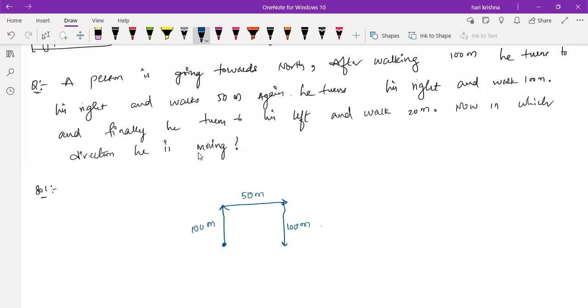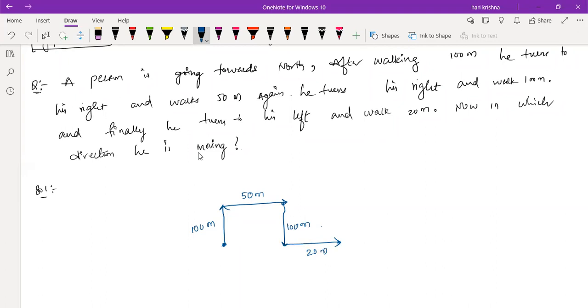Then finally, he turns to his left. Left means what? From here, it is an anti-clockwise direction, right? Clockwise, if you go, that is a right turn. If you come here and go in the anti-clockwise direction, that is a left. So here there is a left. So finally, he walks 20 meters.